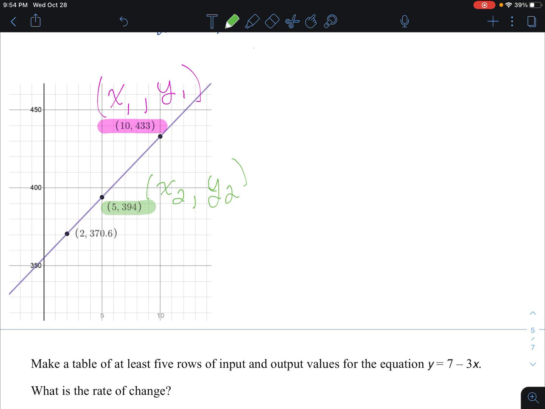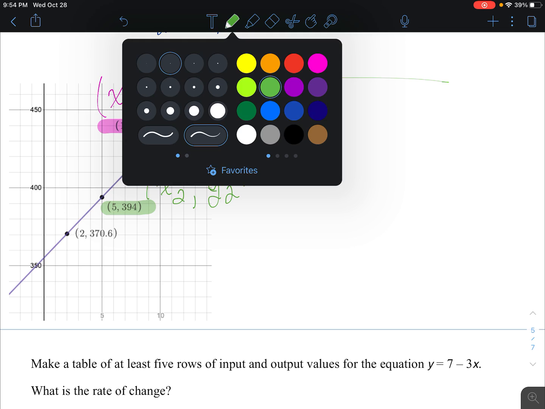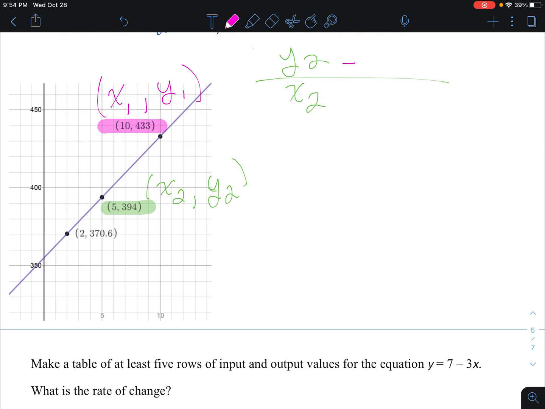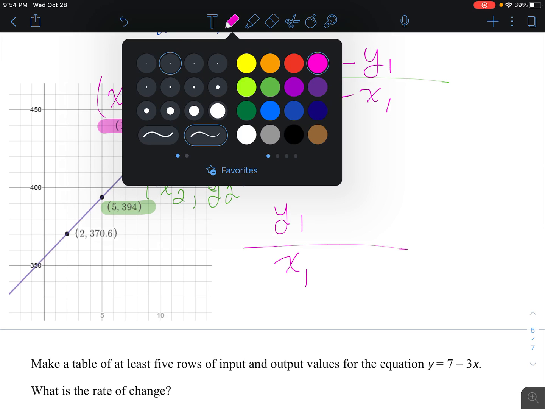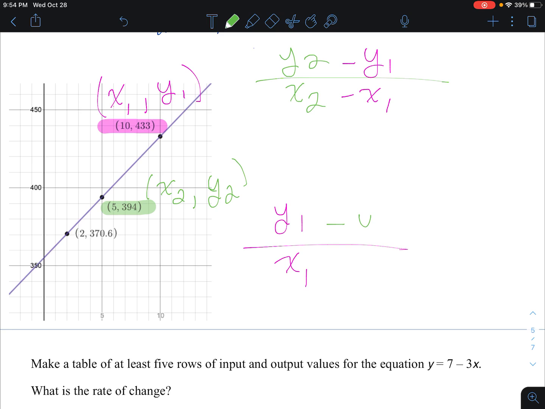So here, I can either do Y2. I can start with my second point and then subtract the first. Or I could start with my first and subtract my second. Okay, so let's go back up here.